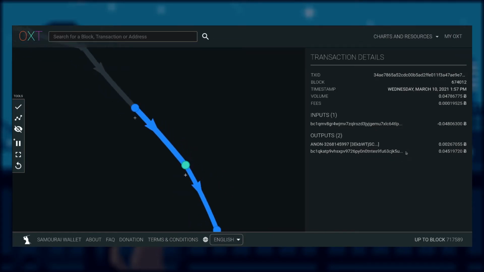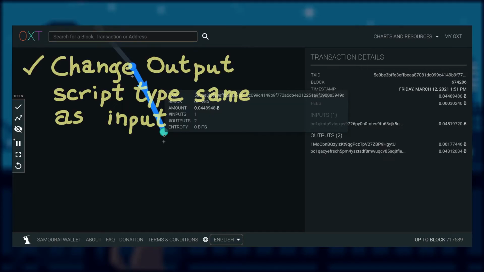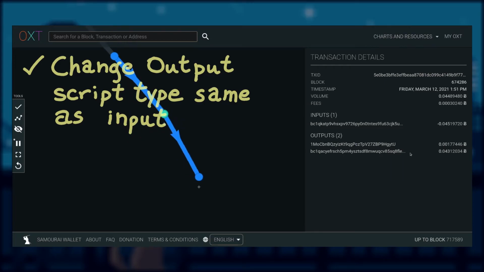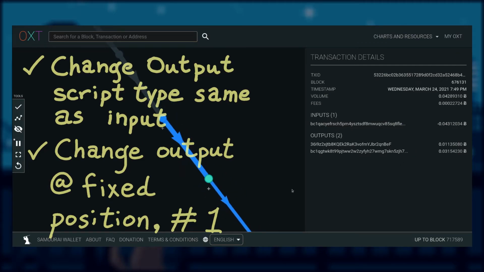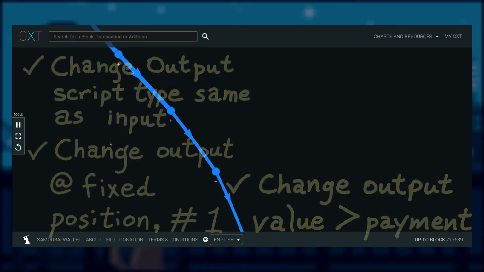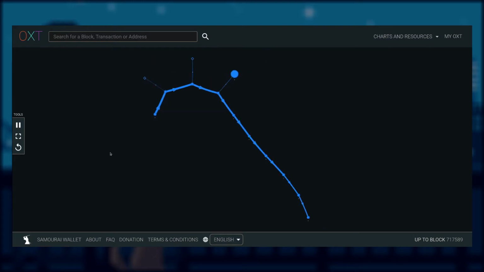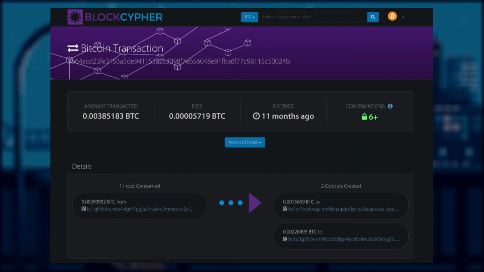It looks like our subject's wallet not only sends change back to one single address type, all being native SegWit address, it also looks like all the change output is at a fixed position of index 1. And the change output value is always larger than the payment, which makes this entity's transaction history very easy to follow. Let's move to our second transaction example and look at this transaction in isolation.